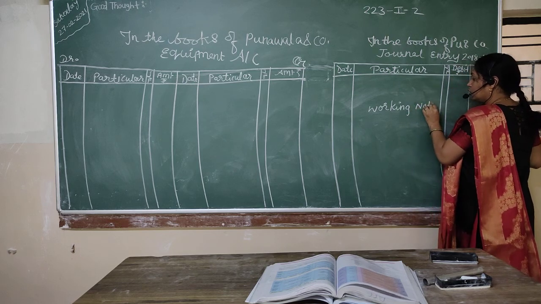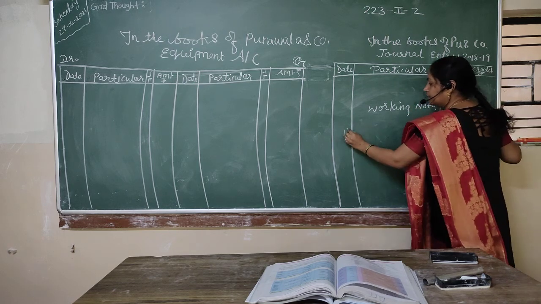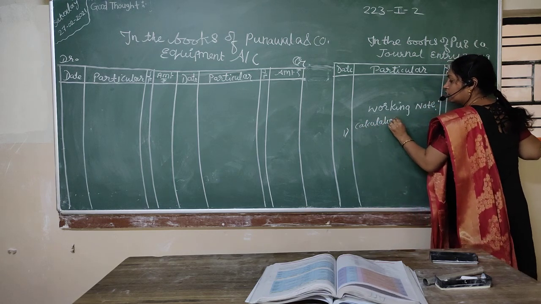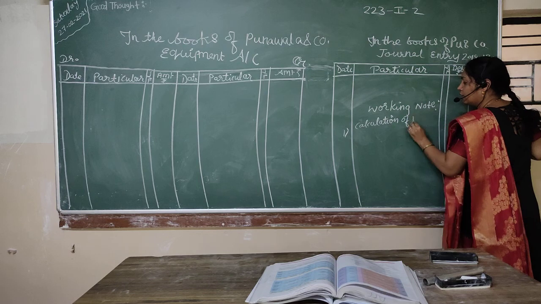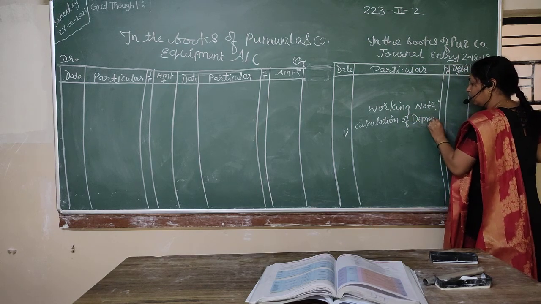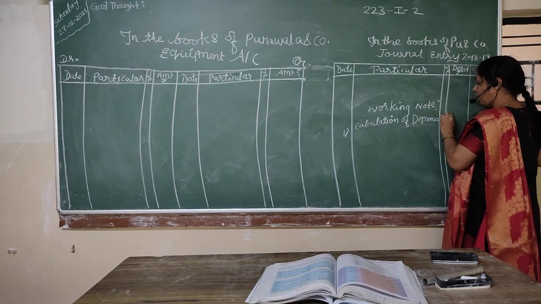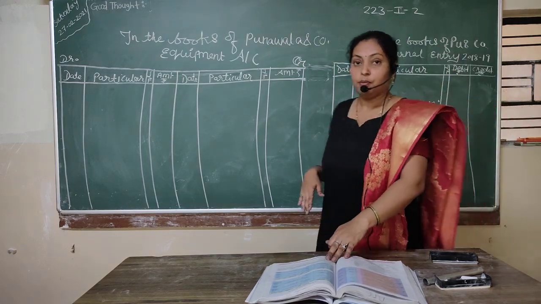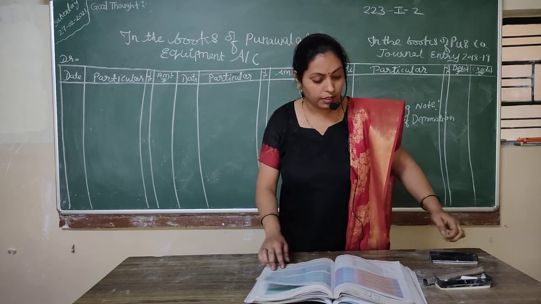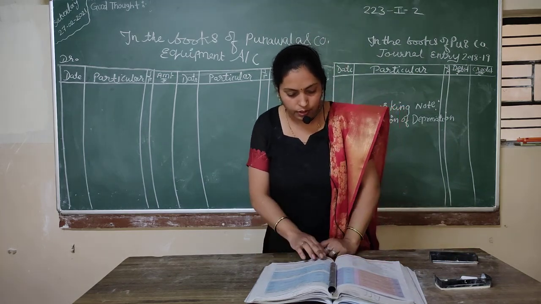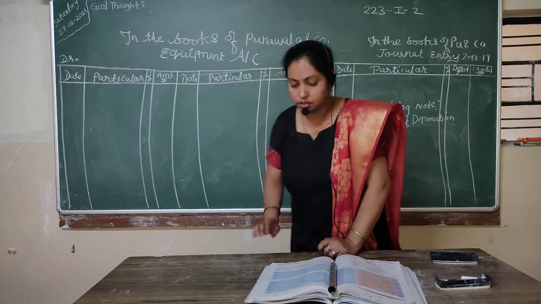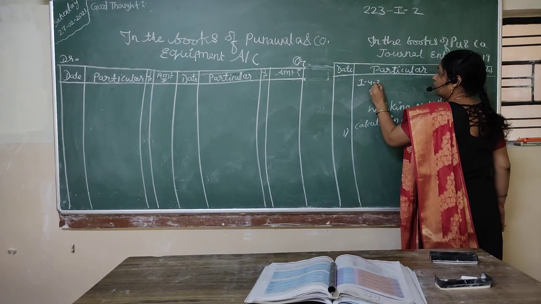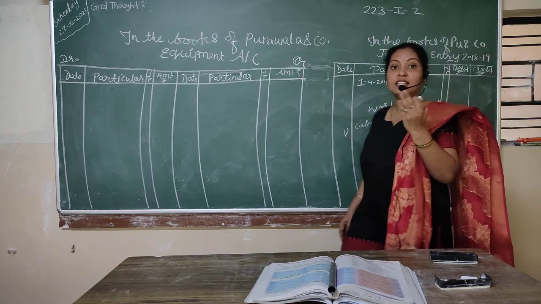Okay students, so our first working note will be the calculation of depreciation, for which there is a formula I have taught you. So before proceeding to the solution, first we will read the whole question carefully. On 1st April 2016, what has happened?